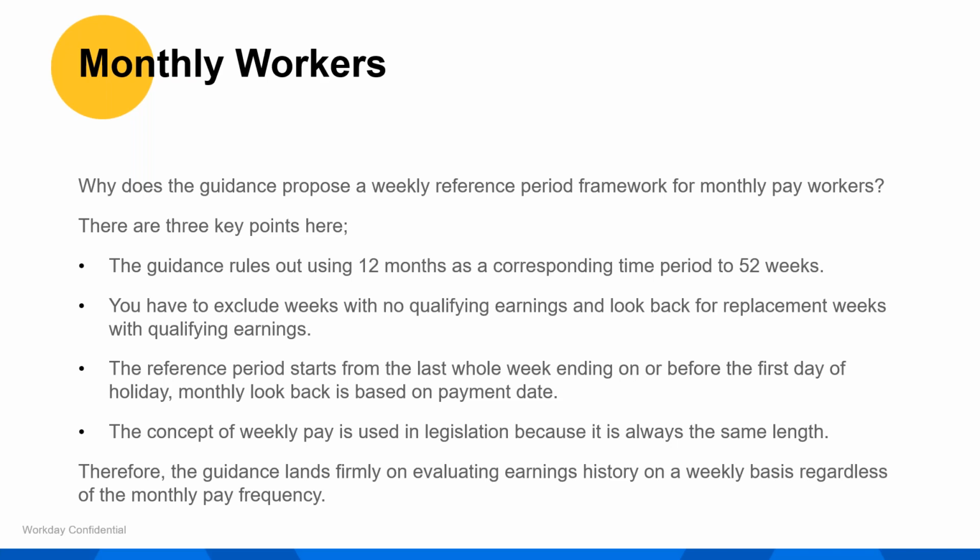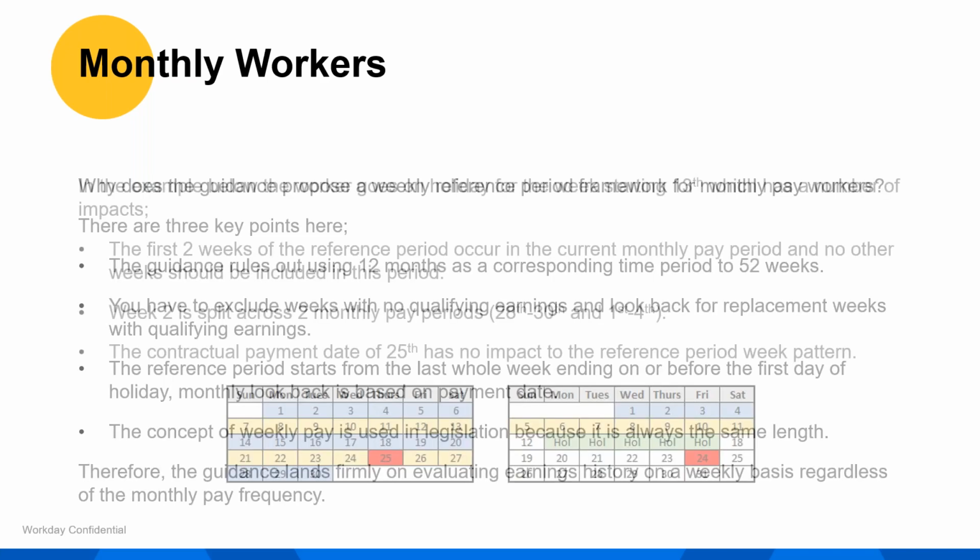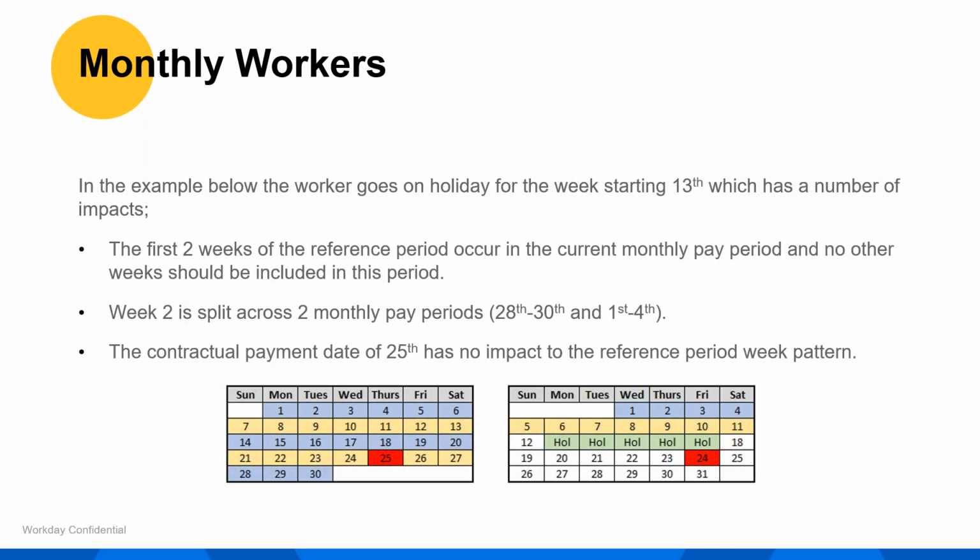So the concept of weekly pay is used in legislation because it's always the same length of time. So therefore, the guidance lands firmly on evaluating earnings history on a weekly basis, regardless of the monthly pay frequency. See, this definitely creates some challenges. So an example below, we can see the worker's gone off on holiday on the 13th there, so this green block. And this has a number of impacts. So the first 2 weeks of the reference period occur in the current month. So this is perhaps going to happen on the 24th.